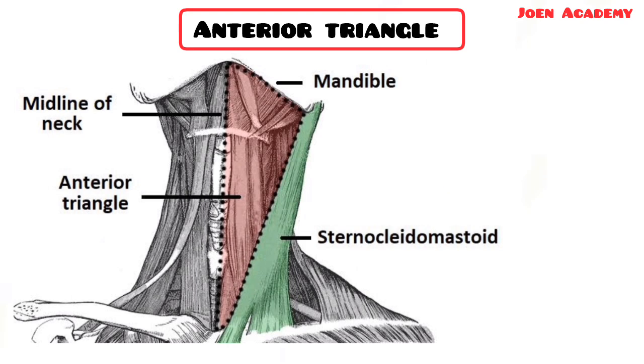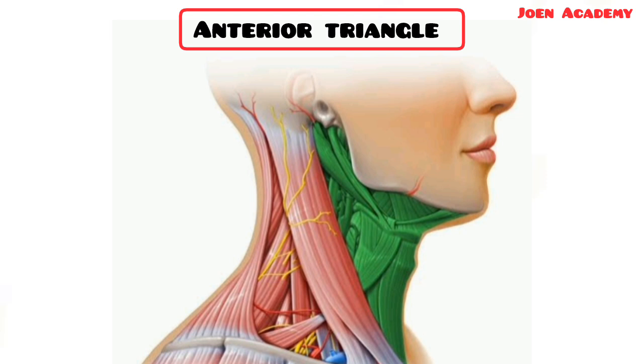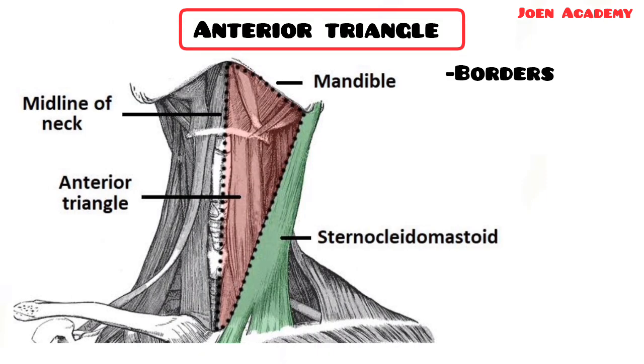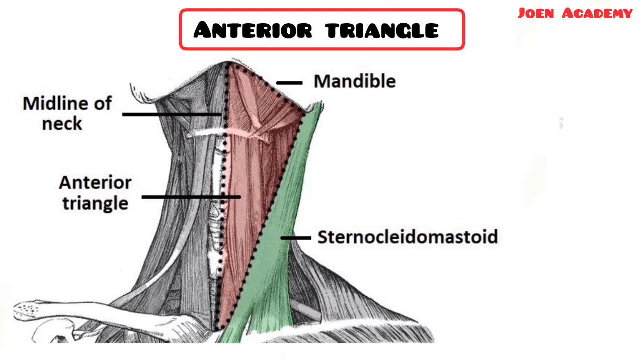The anterior triangle is a region located at the front of the neck. In this video, we are going to look at the borders, the contents, the subdivisions, and some clinical implications associated with this triangle. The anterior triangle is situated at the front of the neck.